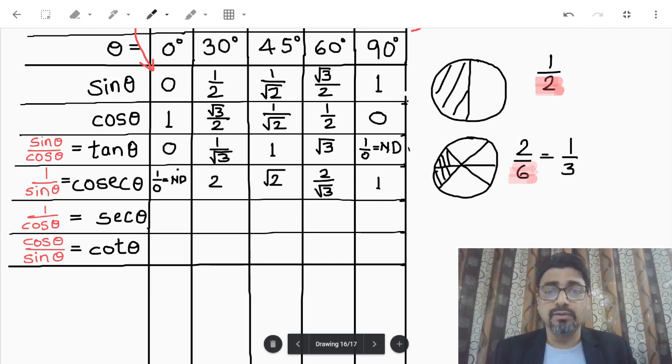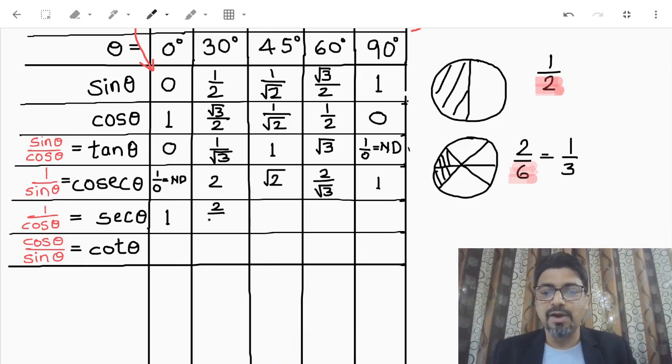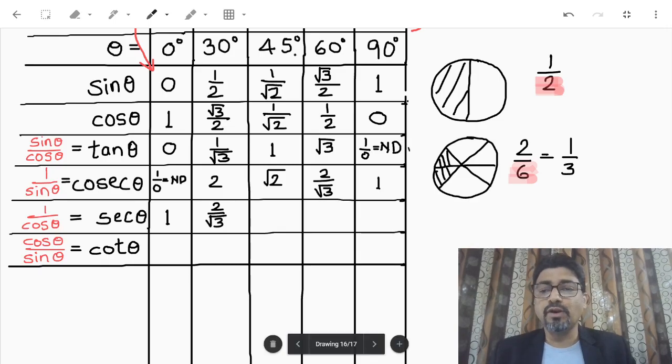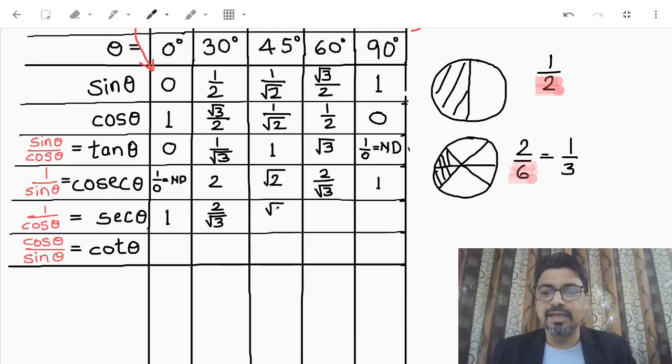Cos 0 degree is 1. We know the reciprocal is 1. Cos 30 degree, root 3 by 2. Its reciprocal sec 30 degree, 2 by root 3. Cos 45 degree, 1 upon root 2. Its reciprocal root 2 upon 1. So sec 45 degree will be simply root 2. Then cos 60 degree, 1 upon 2. Reciprocal 2 upon 1. Sec 60 degree will be only 2, that is 2 upon 1.